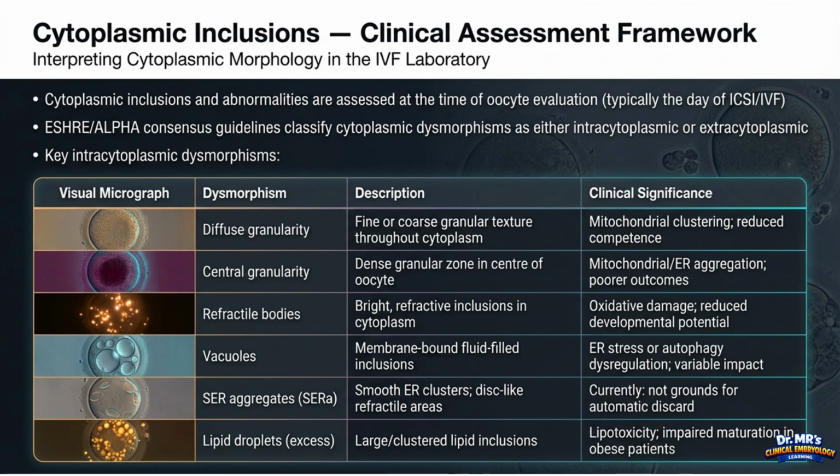Lipid droplets in excess, large or clustered lipid inclusions beyond what is physiologically normal, are associated with lipotoxicity and impaired maturation, as we discussed in the context of obese patients and polycystic ovary syndrome. Knowing these 6 dysmorphisms by name, appearance, and biological significance is a clinical embryologist examination essential. Let's now examine the 2 most clinically debated of these, vacuoles and smooth endoplasmic reticulum aggregates, in greater detail.